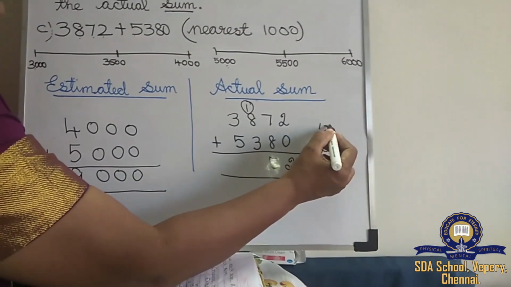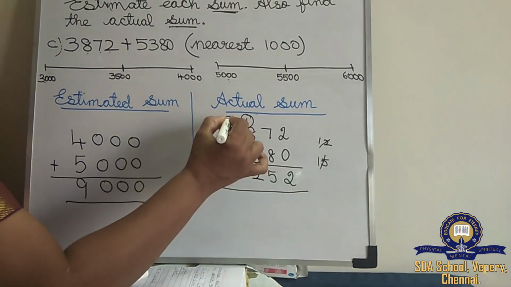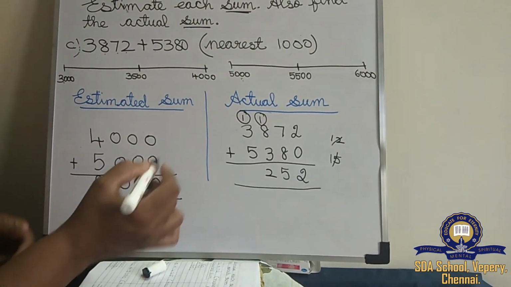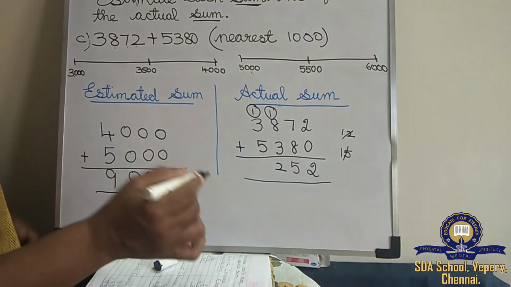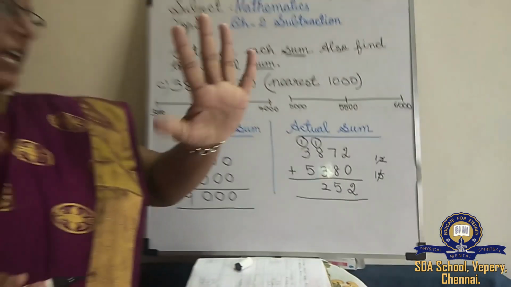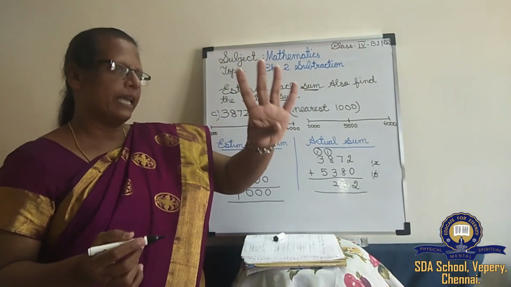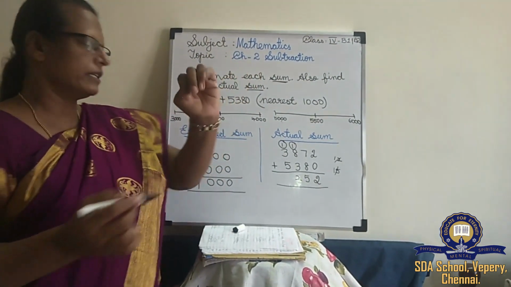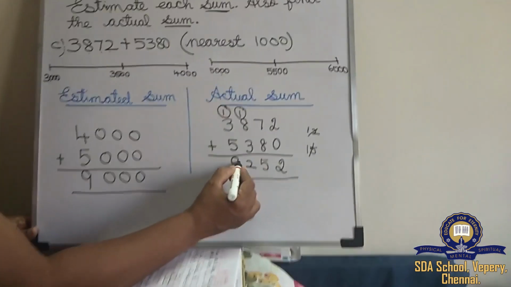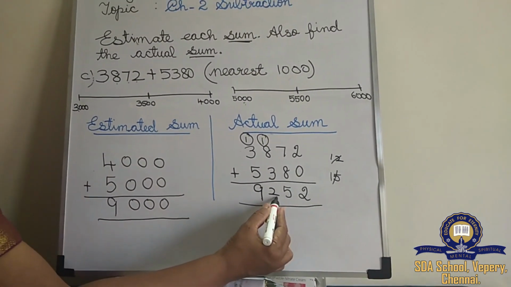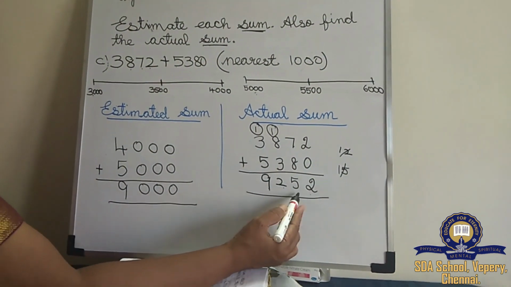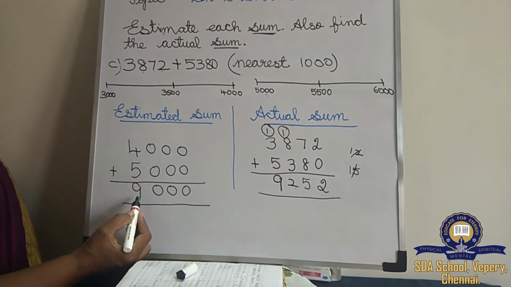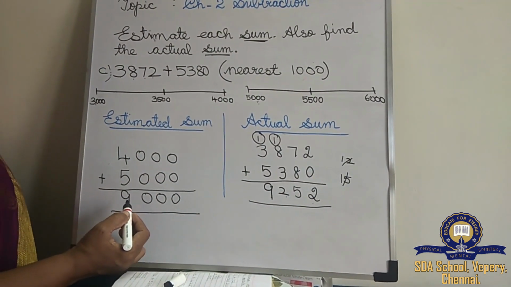So what do you have to do? 2 you write and bring 1 down here. So 1 plus 3, 4. 4 in the mind, 5 on the fingers. After 4, 5, 6, 7, 8, 9. So what's the answer, children? 9252. So the actual sum answer is this and the estimated sum is this one. Are you thorough, children? Okay.